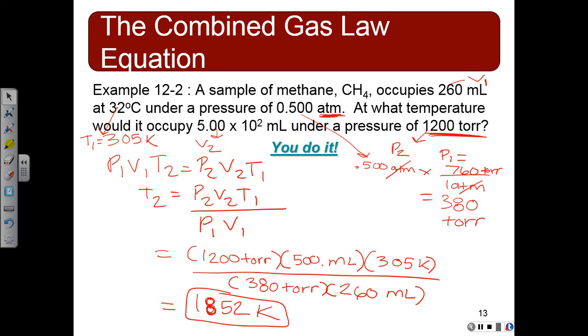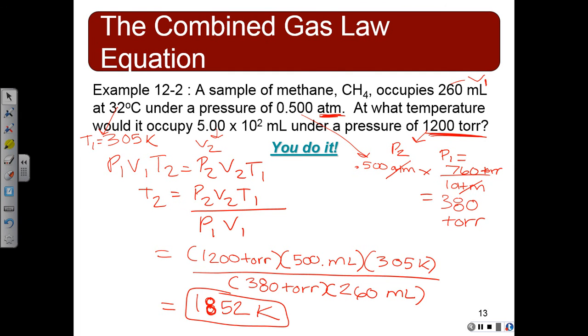And then we want to know T2. So that's why I rearranged. Okay, and then 5 times 10 to the second is 500, so I just made that look a little different there. And then our pressure is 1200 torr at P2. So when I rearrange, I have to put P2 first, so 1200 times the 500, which is our V2. Our T1, don't put T2 there, T1 is 305. And then our P1 is 380, and our V1 is 260. So you get 1852 K.